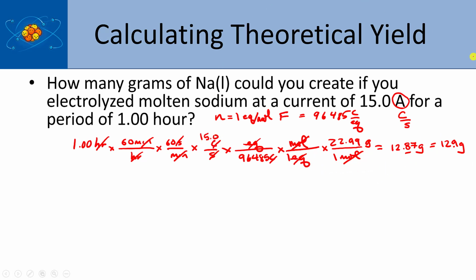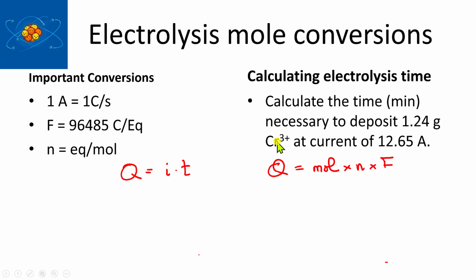It's important to understand the calculations for converting current and time into the theoretical yield of a substance. And in principle, this is how it's always done. Now, this works out pretty easy, but for some people, it's kind of a pain to do all the dimensional analysis. They want to have equations. And we're going to do another problem here.